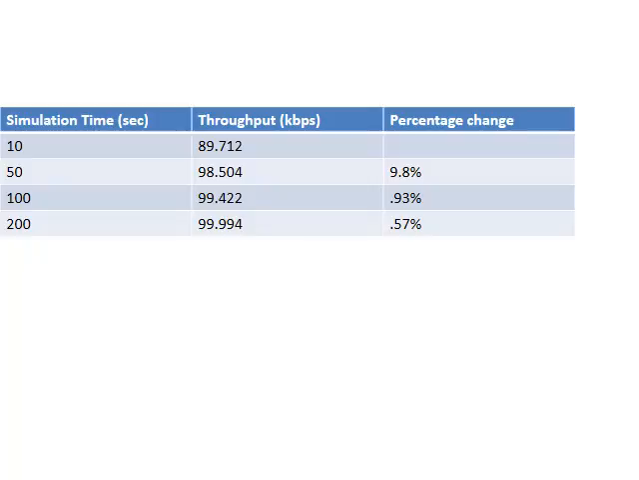A simulation time increase from 10 to 50 seconds saw the throughput change by 9.8%, for the next 50 seconds the change is 0.93%, and for the next 100 seconds the change is 0.57%. So the percentage change keeps reducing as the throughput obtained from simulation keeps getting closer to the theoretical value.